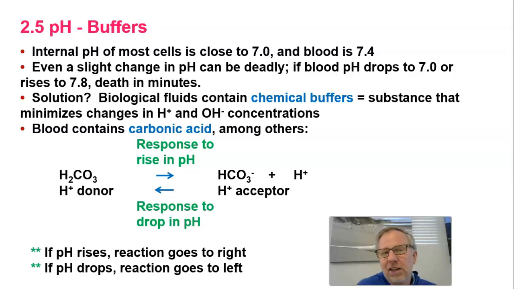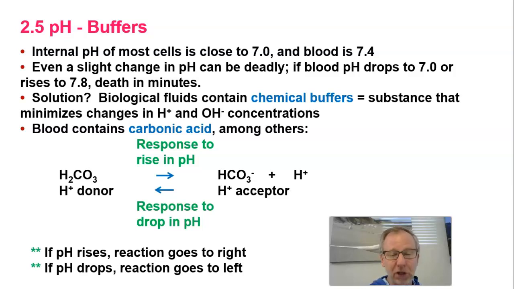What's the solution to this? How do we solve the problem and make sure that our blood pH doesn't go up or down too much and kill us? Well, our blood contains chemical buffers, chemicals that help to prevent the pH from shifting. One of the big important buffers in our blood is carbonic acid, H2CO3. There are other buffers as well, but this is a very important one.